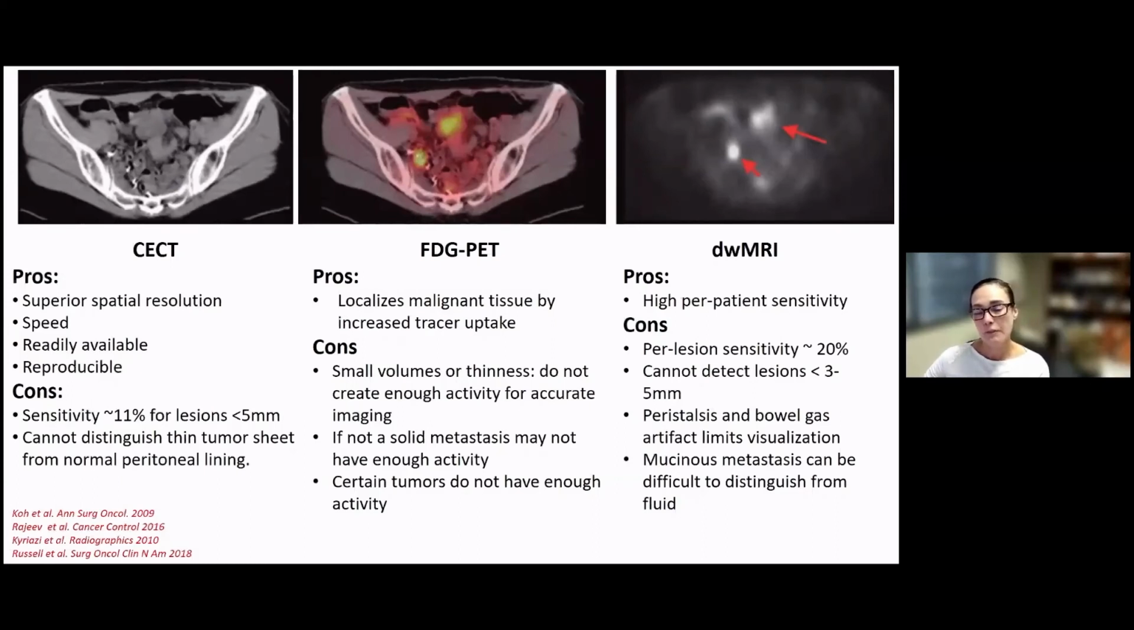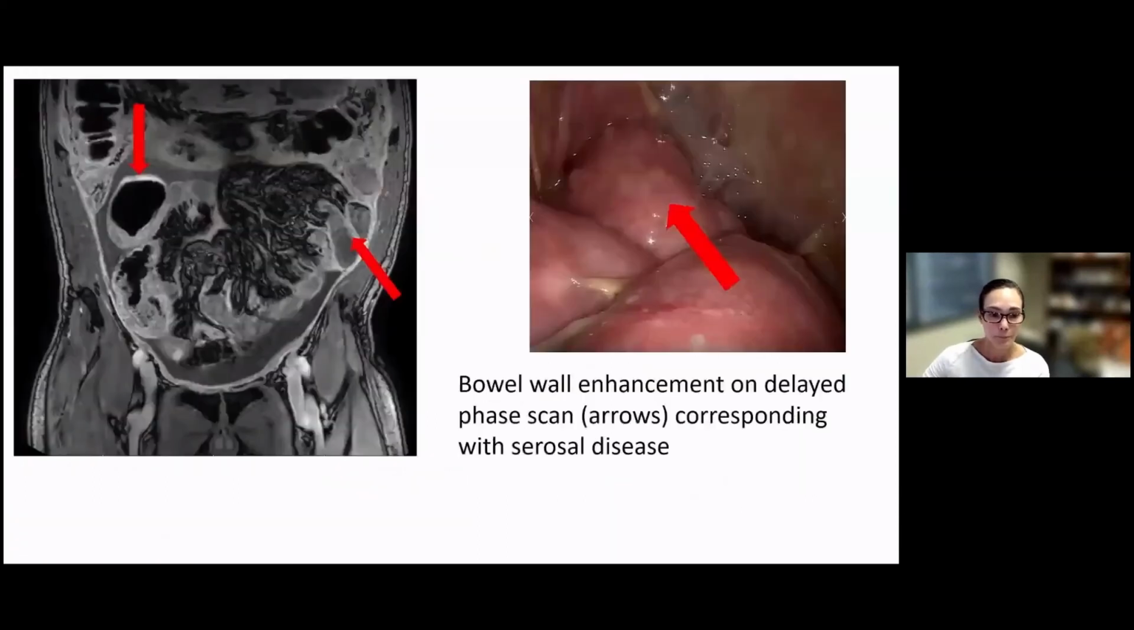And again, mucinous tumors are going to be fluid-looking, so they will not really restrict the diffusion of fluid, and they can look just like fluid. So that may be difficult to distinguish from routine fluid or post-operative fluid on MRI.